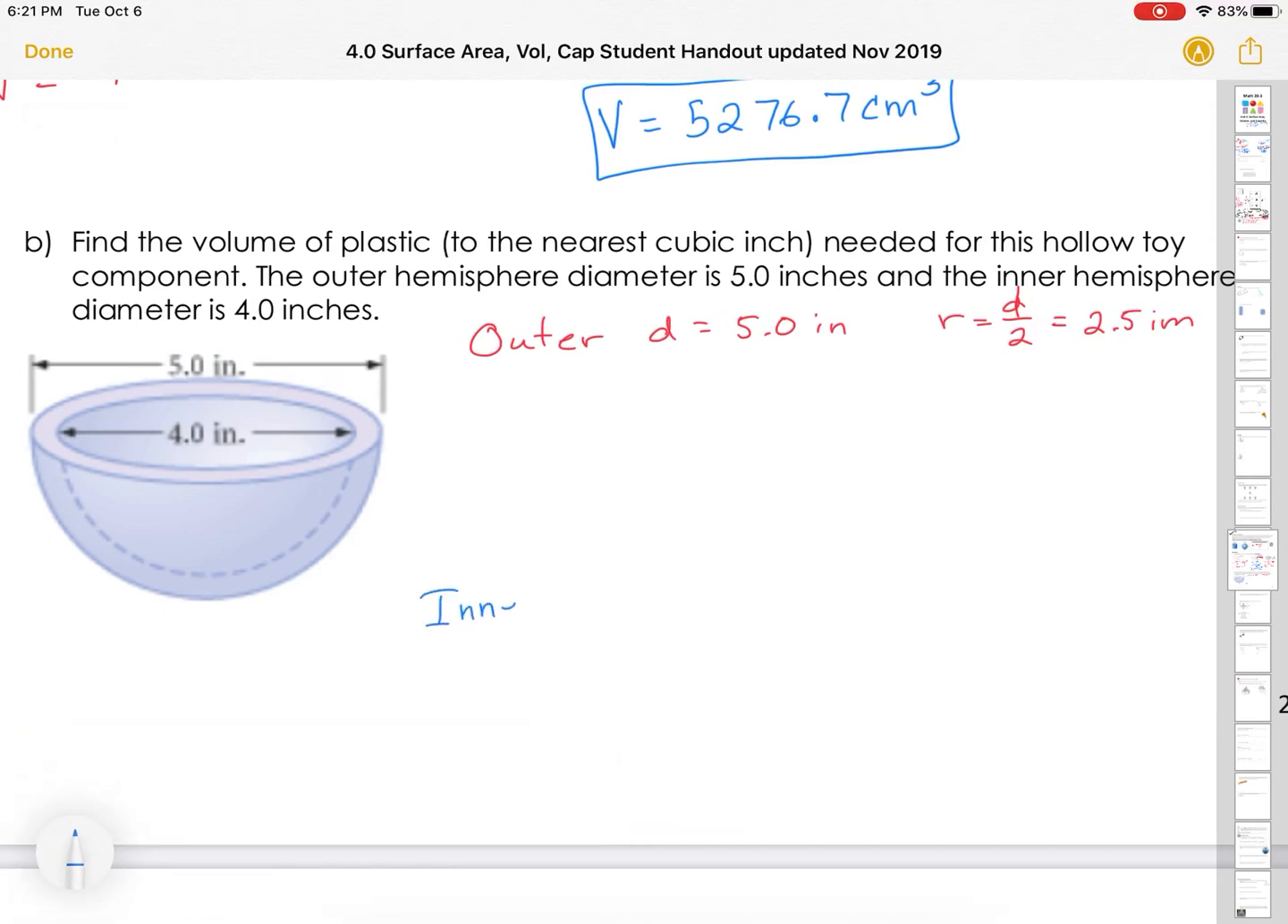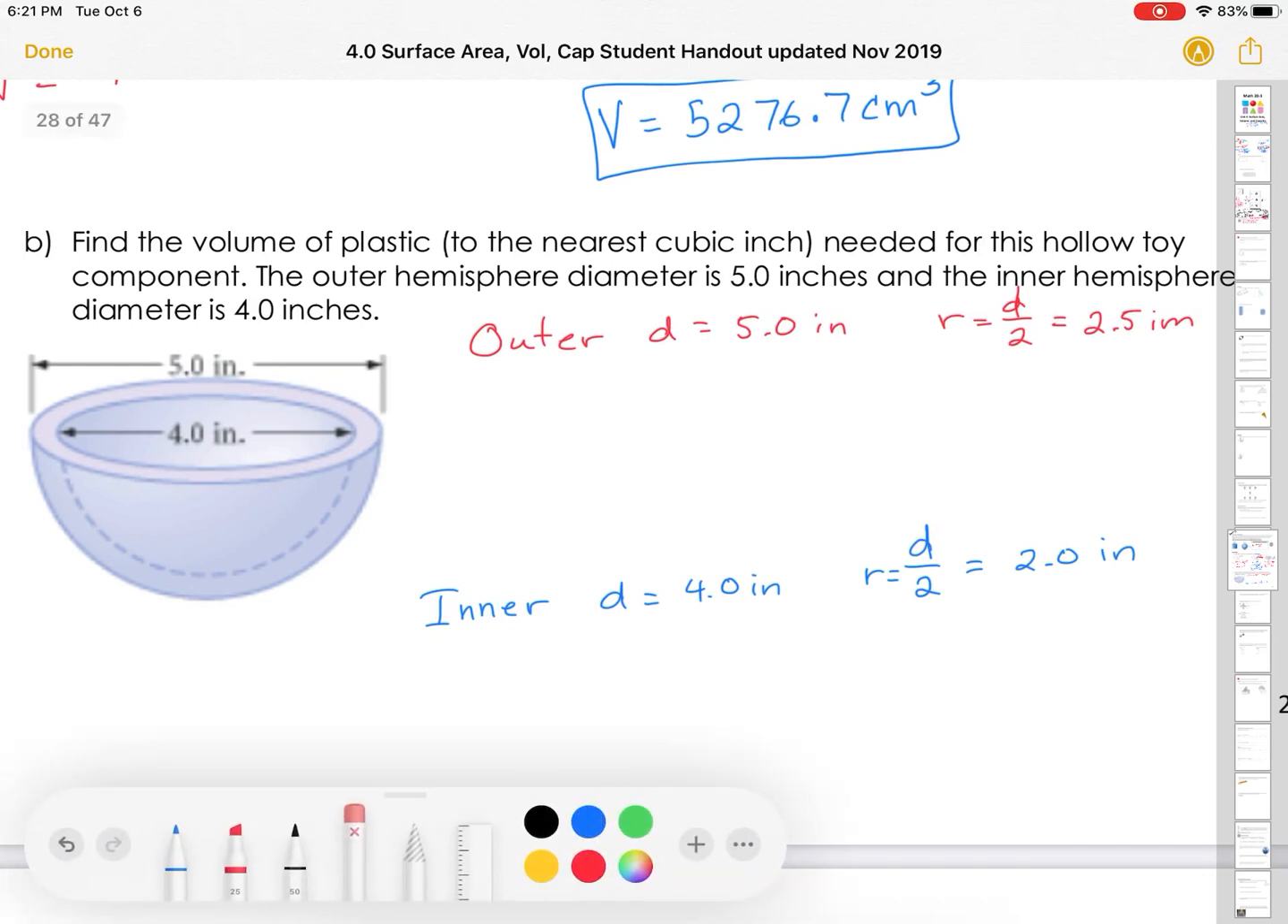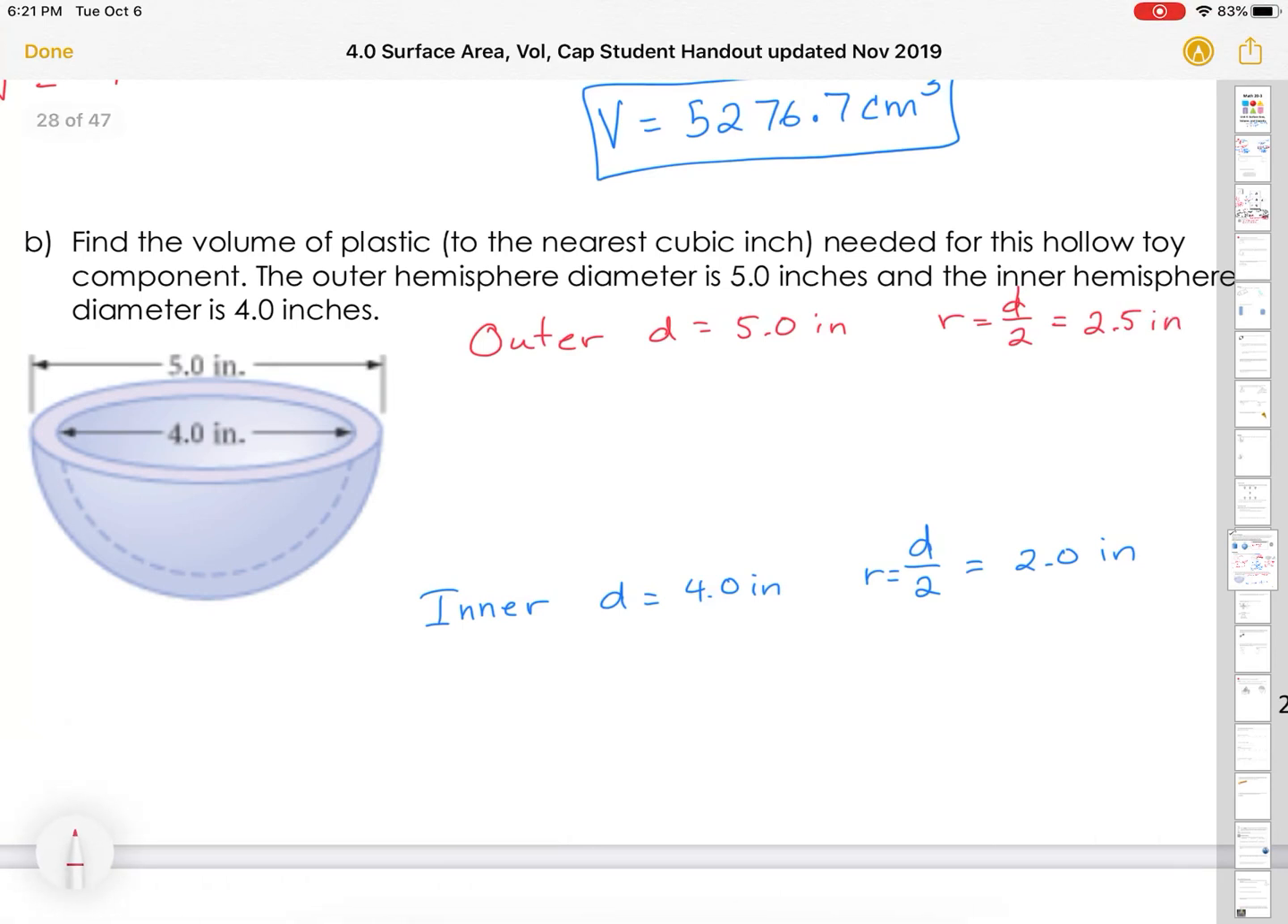For my inner, my diameter is 4.0 inches, so the radius is diameter over 2, which is equal to 2.0 inches. And up here it looks like I have inches, so we're going to make sure that says as an N. Okay, so I have my two diameters, that's the hard part, and then I just have to substitute it in. Now remember, it's a hemisphere, right?